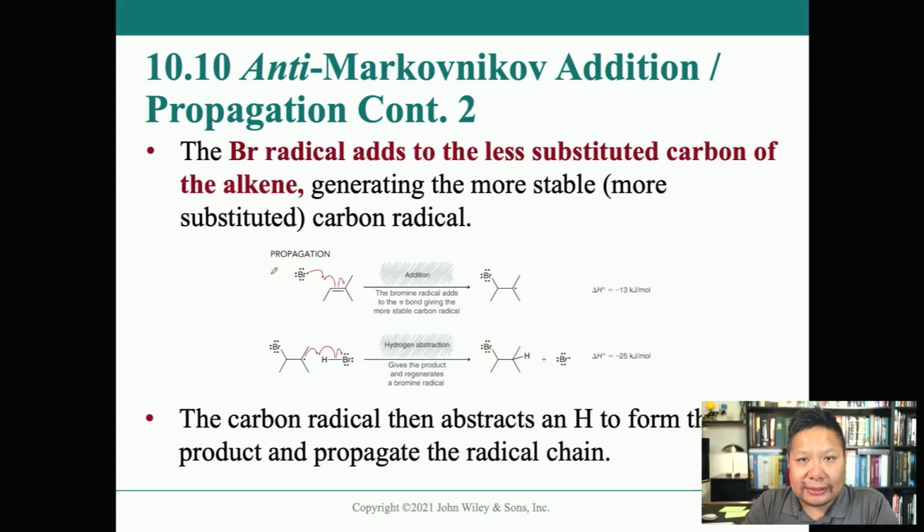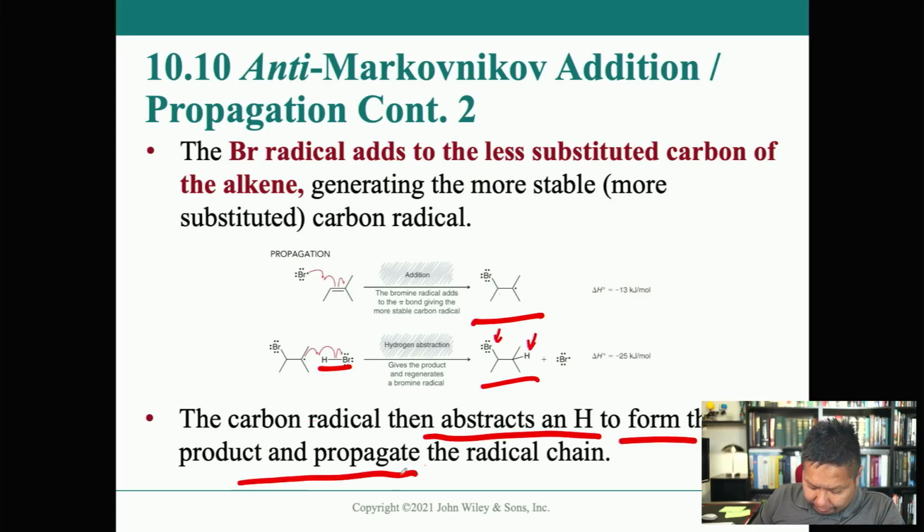So the bromine radical adds to the less substituted carbon of the alkene, generating the more stable, more substituted carbon radical, right? And so we get that, which was the last slide. And then that tertiary radical comes over and abstracts a hydrogen from another hydrogen bromide, leaving you with the anti-Markovnikov addition, where the bromine is at the less substituted side and the hydrogen is at the more substituted side. The carbon radical can then abstract hydrogen to form a product and propagate a radical chain.